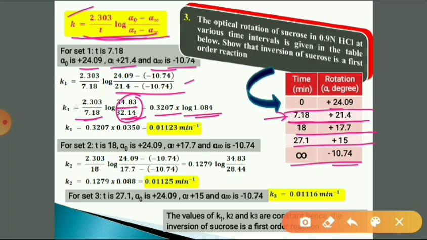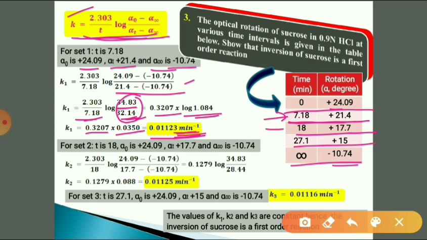Okay, so that is nothing but 0.0350. We have to multiply that factor with 0.3207. So we'll get 0.01123 per minute. The value of k is 0.01123 per minute. Here, instead of taking seconds, we have directly used the time in minutes. That's why the unit here will be per minute instead of per second.